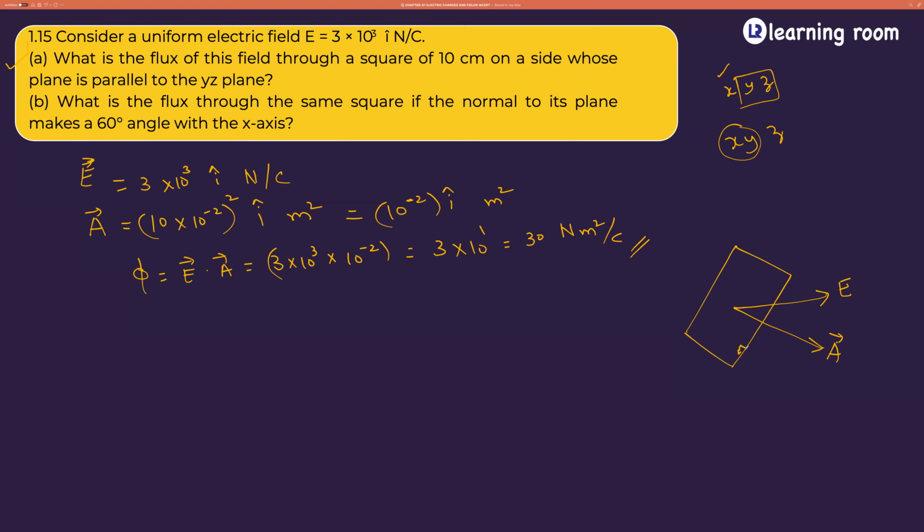So how much is this going to be? 60 degrees. So E A cos 60. E is how much? 3 into 10 power 3, into A is 10 power minus 2, into cos 60 is half. So basically it should be half of this value. Actually, it's a simple problem only. So copy it fast now.